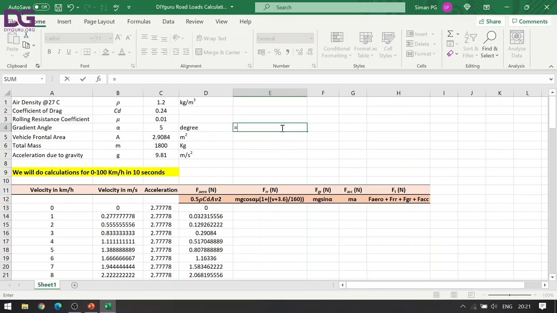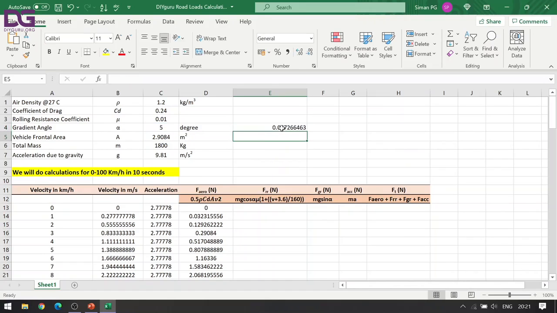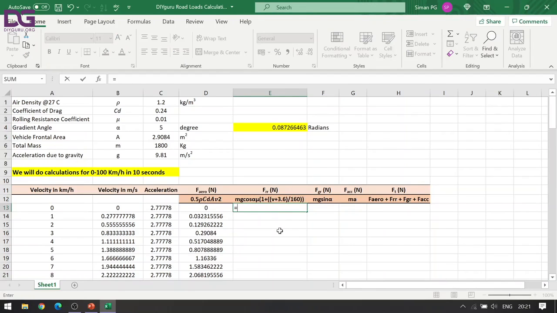For that, we will select the cell which has 5 degrees in it, then multiply it by pi. Excel has a PI function here. We'll close that, and now we have to divide the whole thing by 180. This gives us the value in radians. I'll highlight this cell for our future reference and label it as radians. So we don't have to use that pi divided by 180 part in the equation here. This makes things a little simpler.